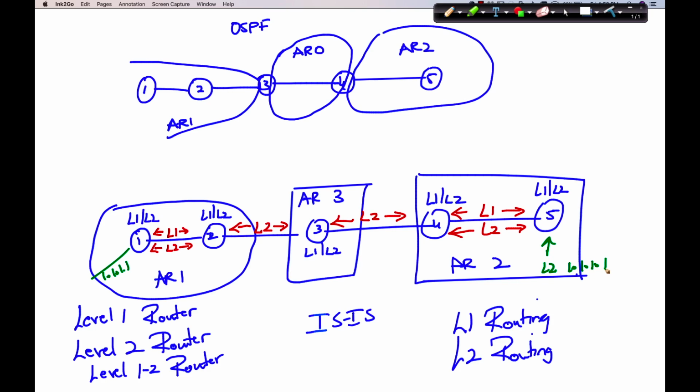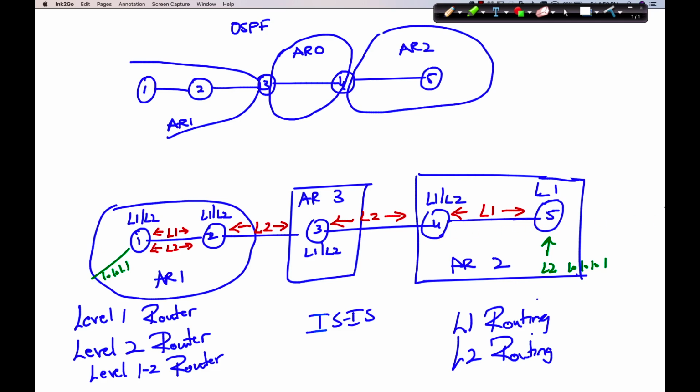But what happens if I just go back and change one of the routers? Let's say I change router 5 to be just an L1 router. If I go and change that, what's going to happen now? If I change this to just be an L1 router, there's going to be only an L1 neighborship between 5 and 4. They would only establish L1 neighborship.